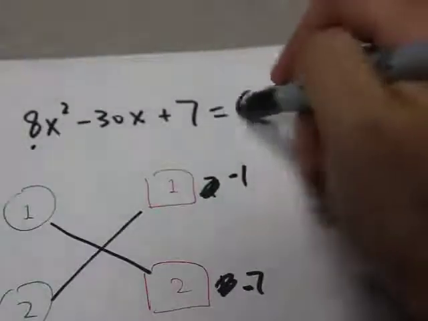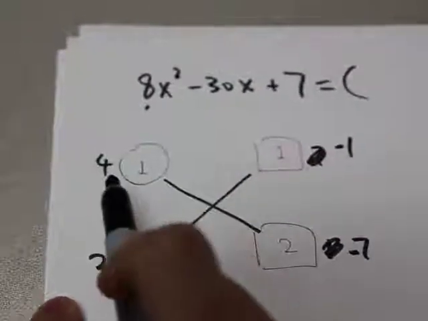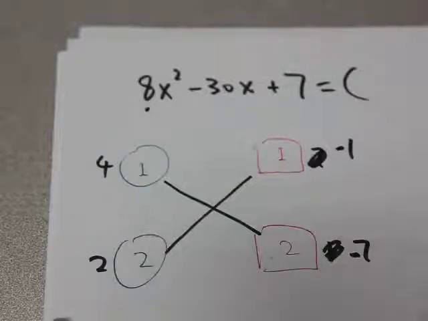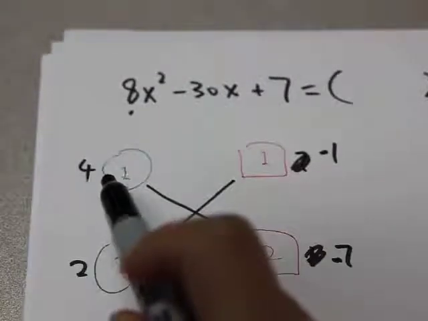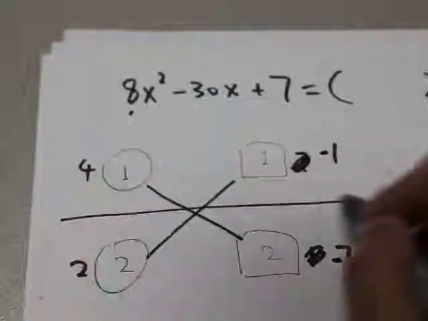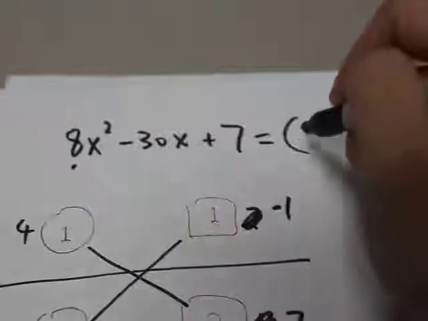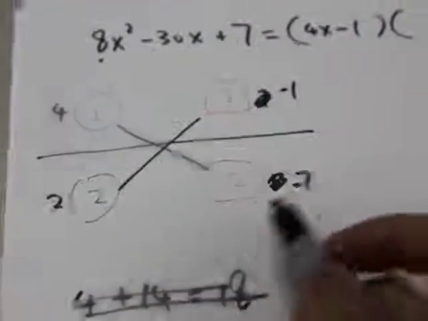So now for the two factors, remember, the numbers in the circle, they are coefficient of x, and the numbers in the square, they're constant. So the first factor is a 4x. And we'll read this, remember, read them in each row. So 4x minus 1, that's our first factor. And the second factor is 2x minus 7.